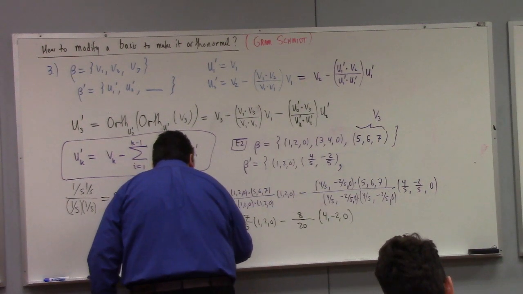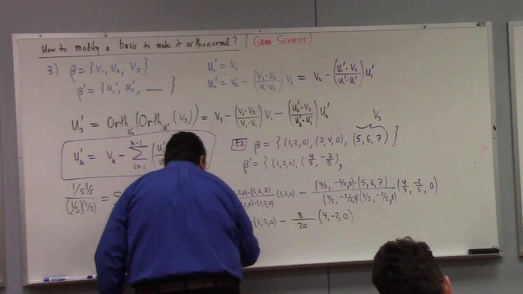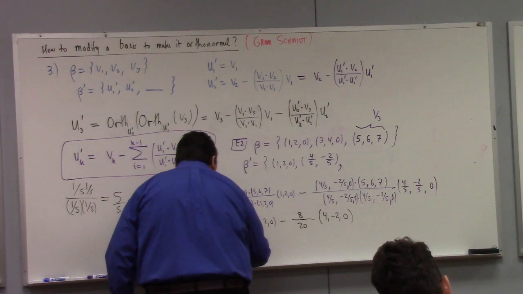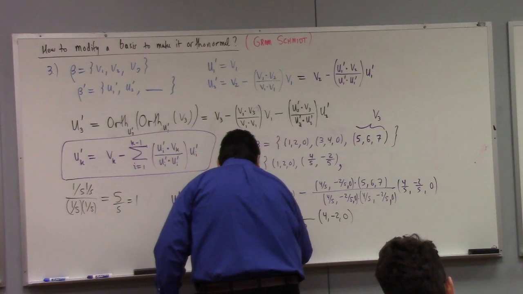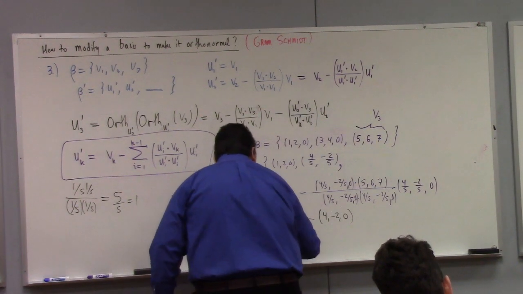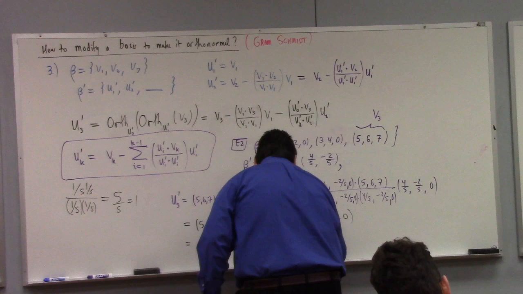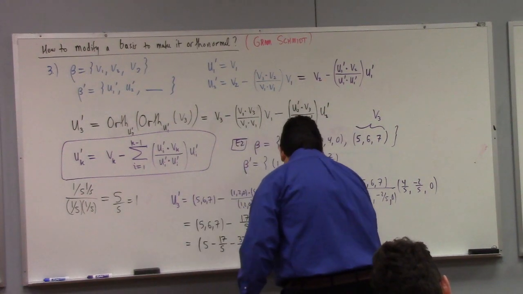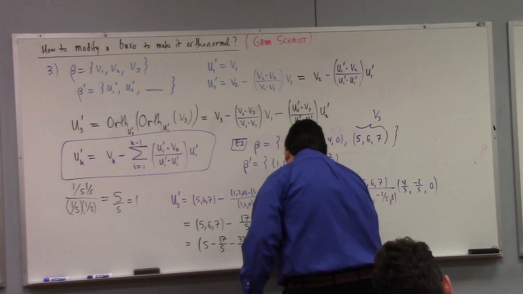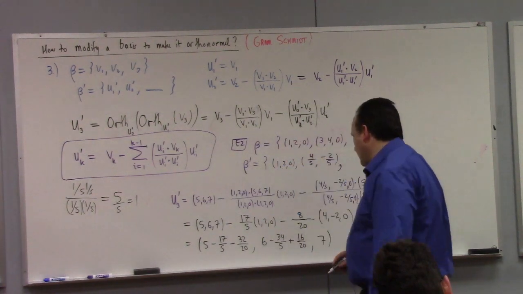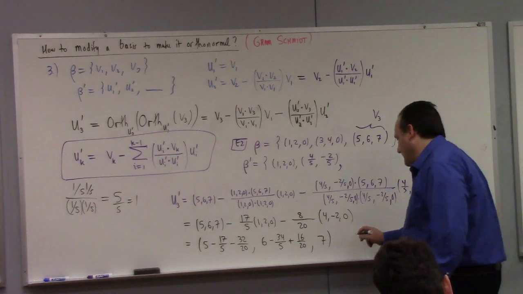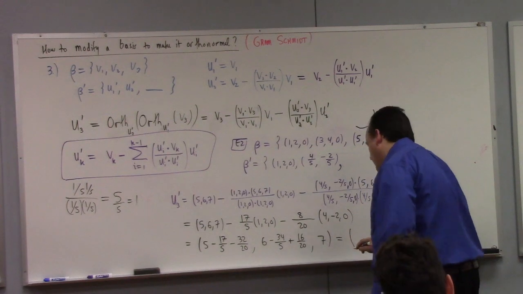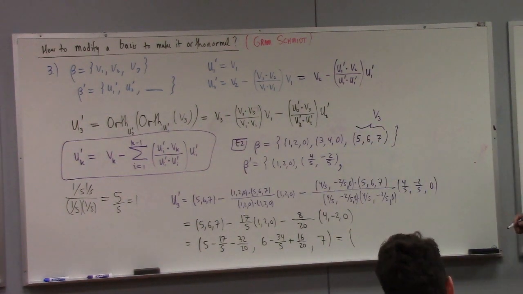So we got 5 minus 17 over 5 minus 32 over 20. And then we've got 6 minus 34 over 5 plus 16 over 20. And then finally 7. I guess I should have expected that, truth be told. So, can you guys tell me what we get there? Or do you want me to try to do it in my head and see what happens?